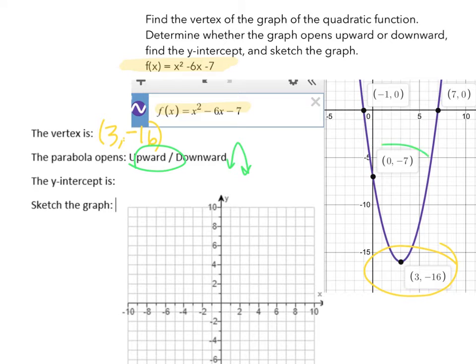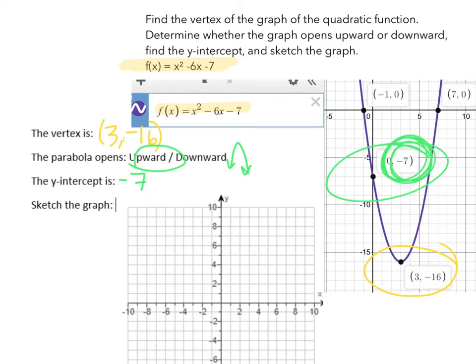The y-intercept is right here. It's where it crosses the y-axis. So the y-intercept is -7. And Pearson doesn't want that ordered pair. They only want the y value of that ordered pair. They only want this -7. So you type in -7 there.